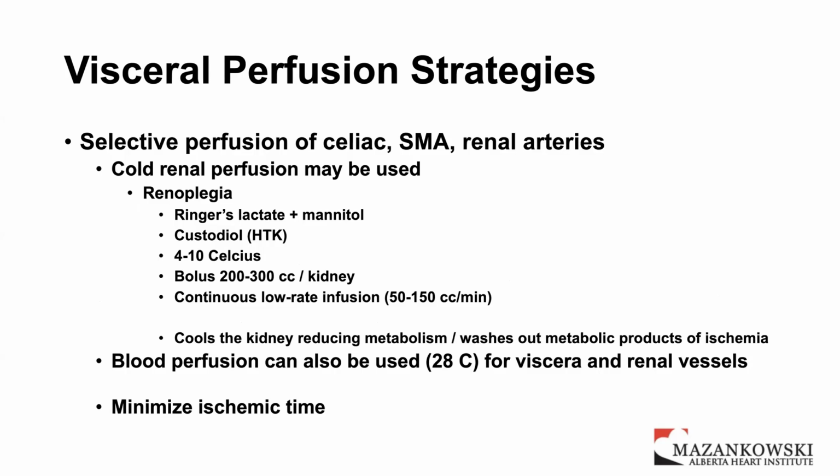Specifically with the renal arteries, you can use renoplegia, Ringer's lactate plus mannitol plus or minus some sort of steroid of your choice. Some centers will use custodial. Typically, this is near ice cold temperatures, but 4 to 10 degrees is very commonly reported. If you're giving a bolus of 200 to 300 cc's to the kidney, it does a few things.